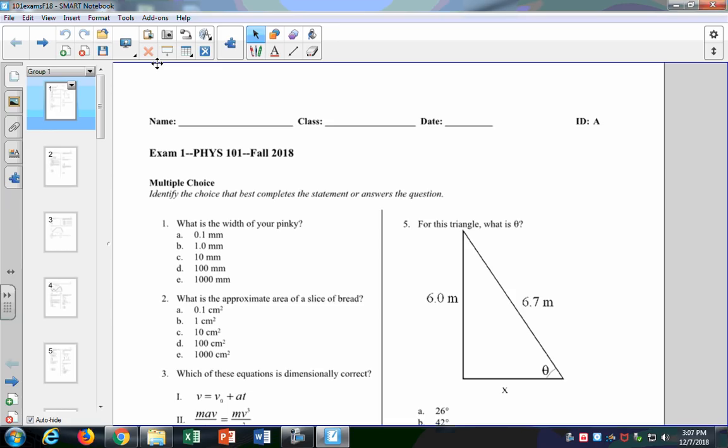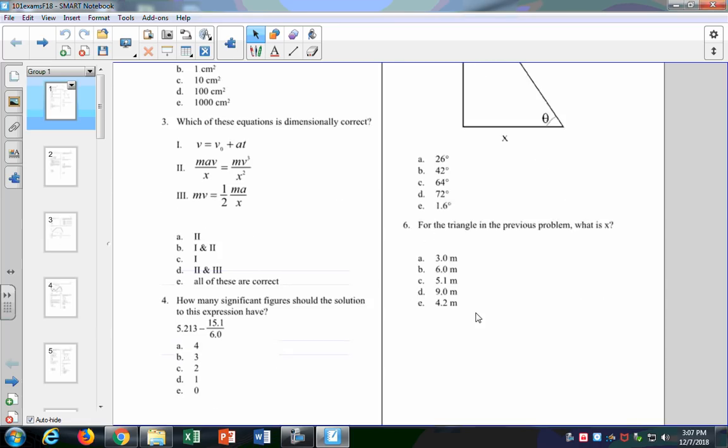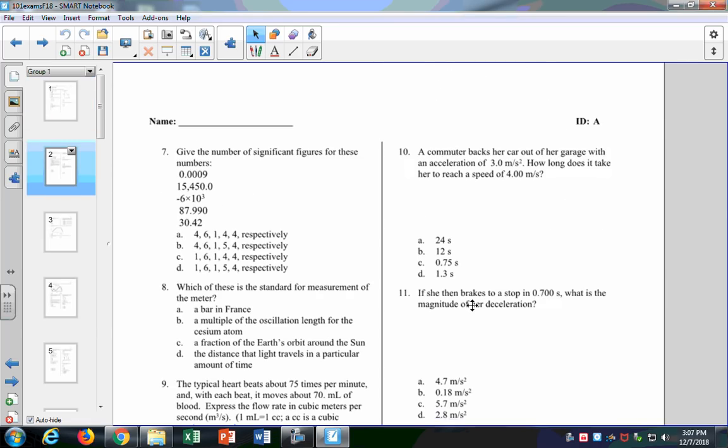Some of the calculation problems, I might just change the numbers. For example, I might give you this problem, but just give you different numbers on the triangle and ask you to calculate what is x or what is theta. On other problems, I might change what I ask for. So for example, number 10, which is a kinematics problem, I could give you a question about what is her speed after so many seconds, or what distance has she traveled in so many seconds. So as you study, you should do a similar thing where you go through each question and ask yourself, okay, what type of question is this and what is it asking? And what are some other ways that I could think about this?